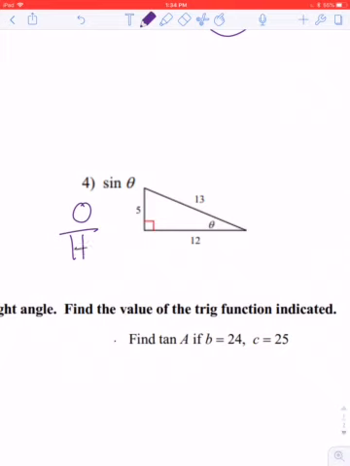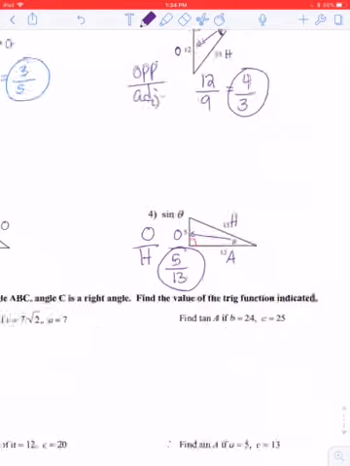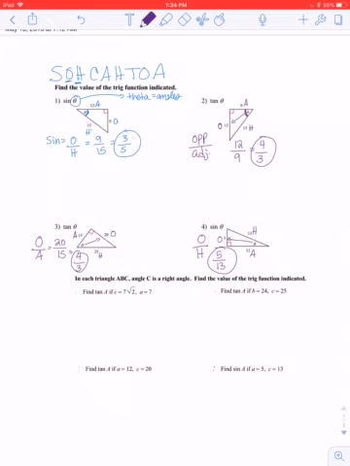Okay. Then for 4, we are going to use sine, which is O over H. Okay, we're going to have to do the labeling again right here. So this is my hypotenuse, and this is going to be my O, opposite, and adjacent. So my O is 5, my hypotenuse is 13, and I can't reduce those, so I get to just say 5 over 13.